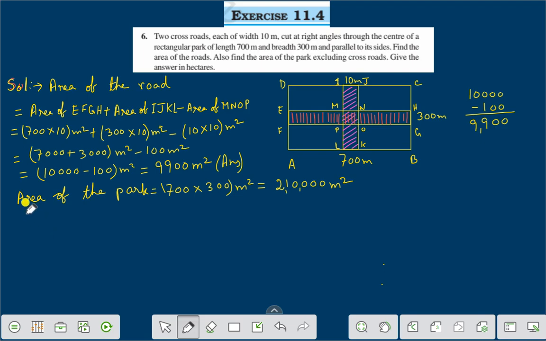Now, area of the park excluding crossroads.